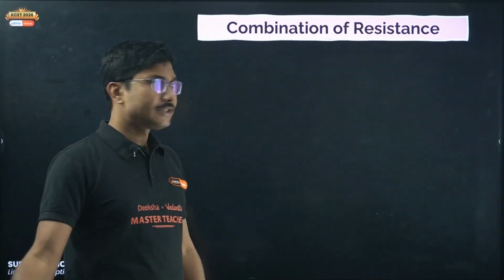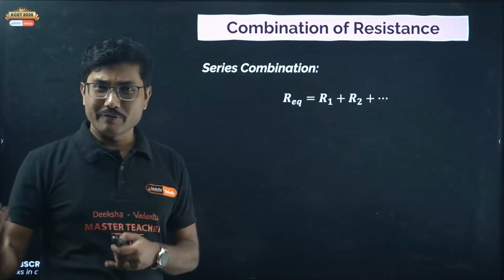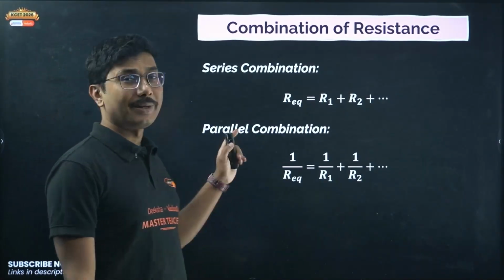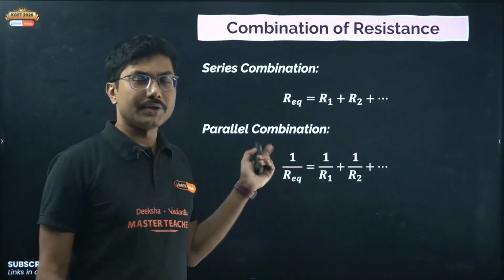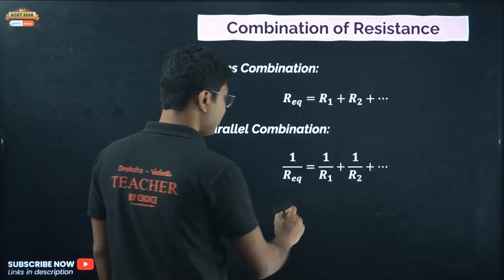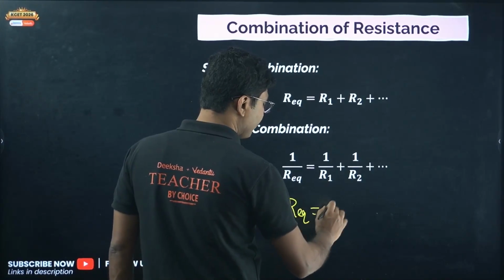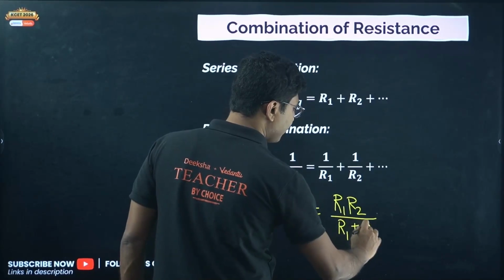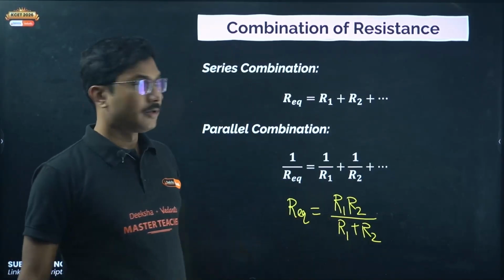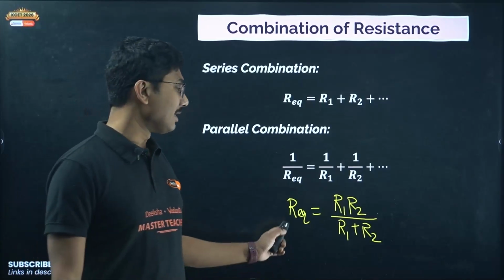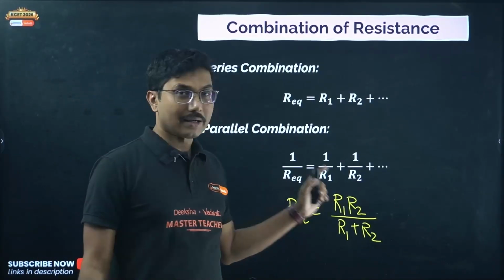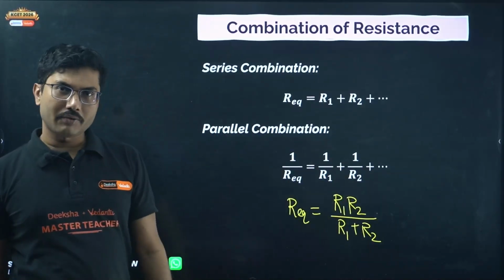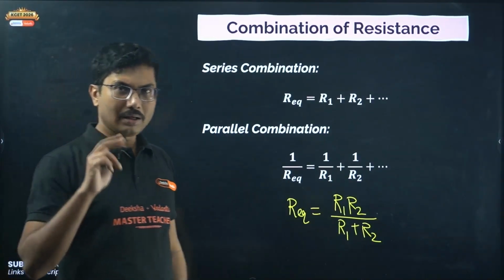Next, combination of resistances. I'm just giving you this, it is what everyone knows. In series combination, resistances get added. In parallel combination, resistances get added reciprocally. Don't confuse the combination of resistances with the combination of capacitances. Combination of capacitances is exactly opposite to that. I have observed some students confuse the two. Now if two resistances are in parallel, then you can use this shortcut formula as well. If more than two, then you have to take the longer formula. This is only valid for two parallel resistances.